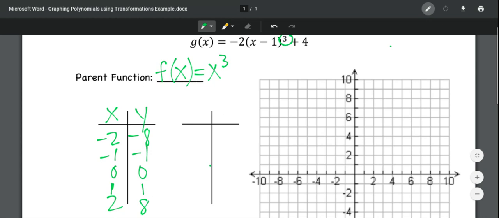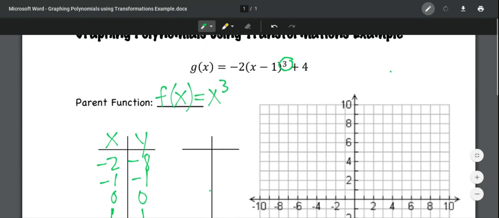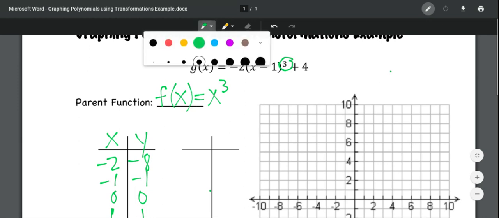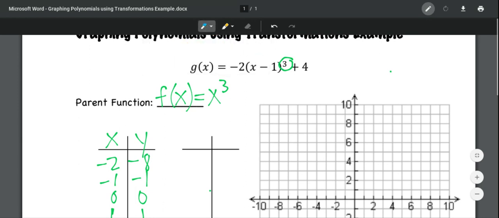Now that I've identified my parent, I want to determine my transformations. Okay, I have several things going on, and remember, anything inside is going to affect my x values. So inside here will affect my x's in the opposite way. So I'm going to add 1 to each of my x values.